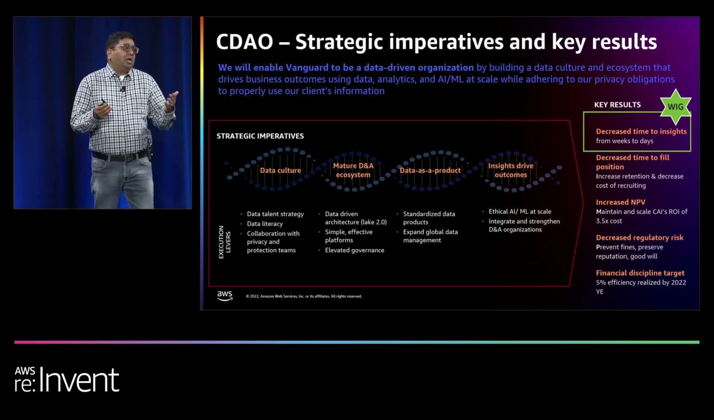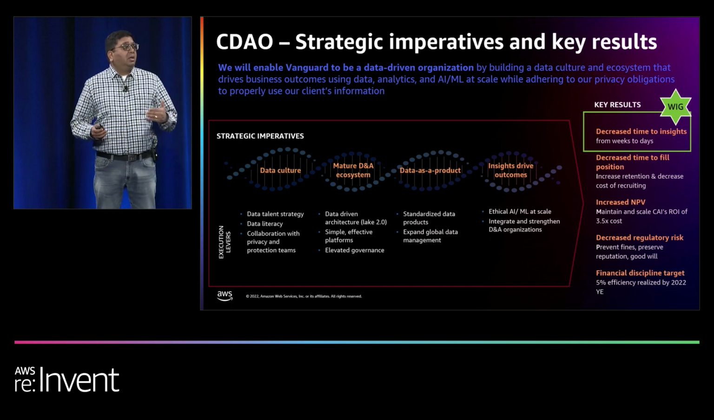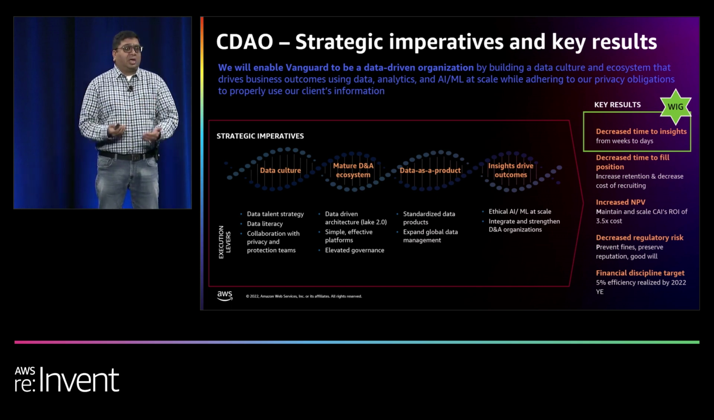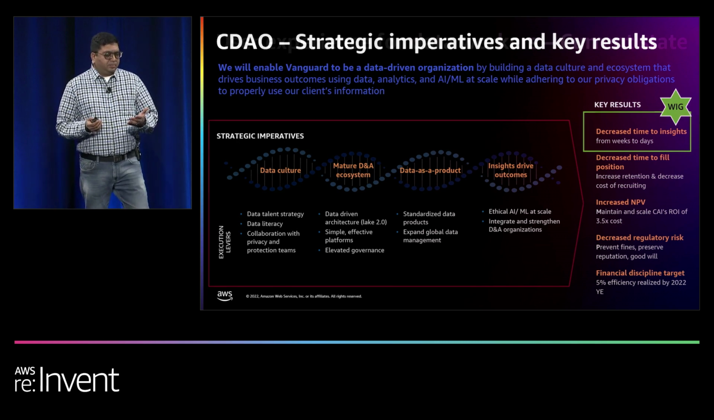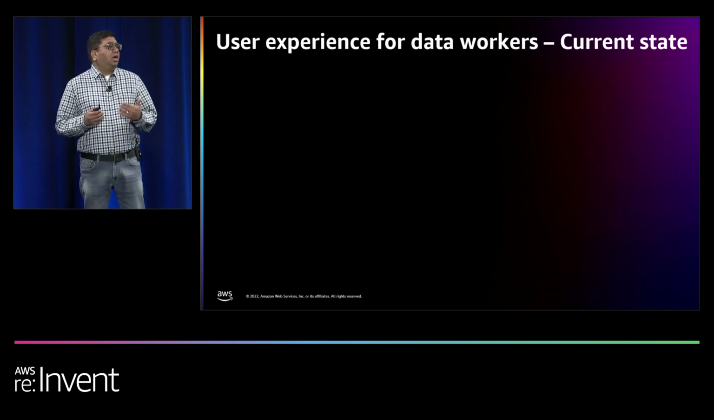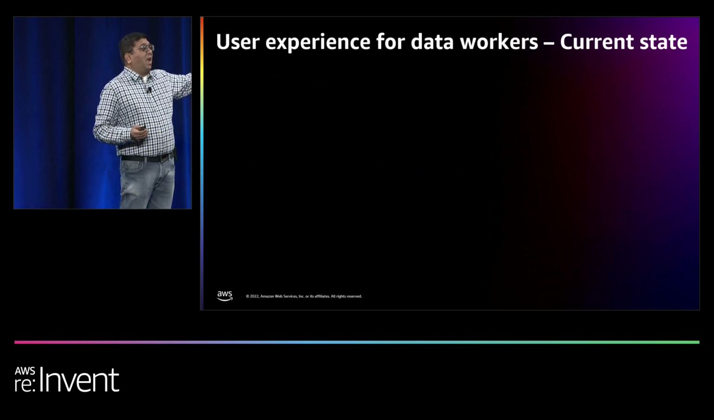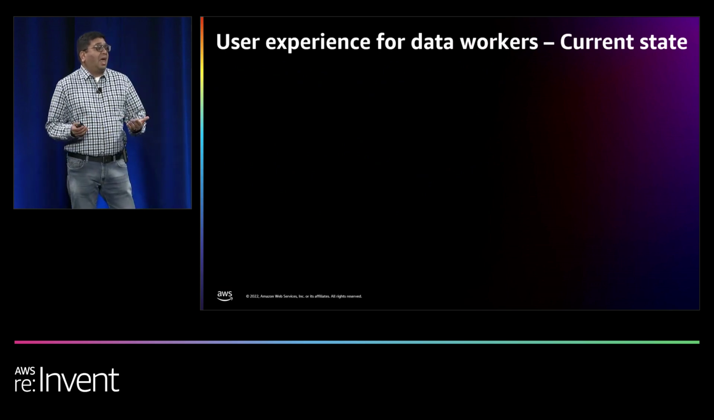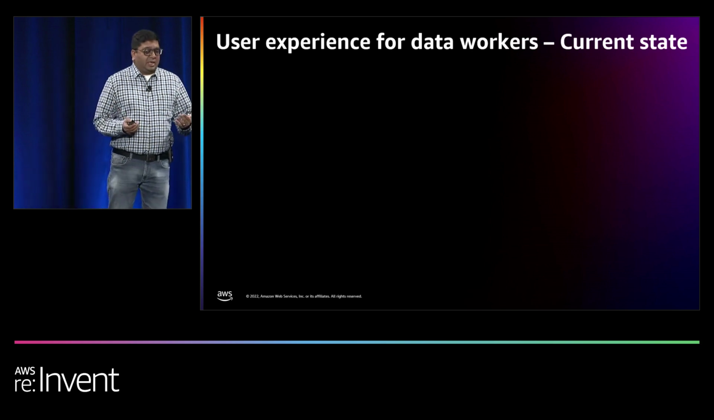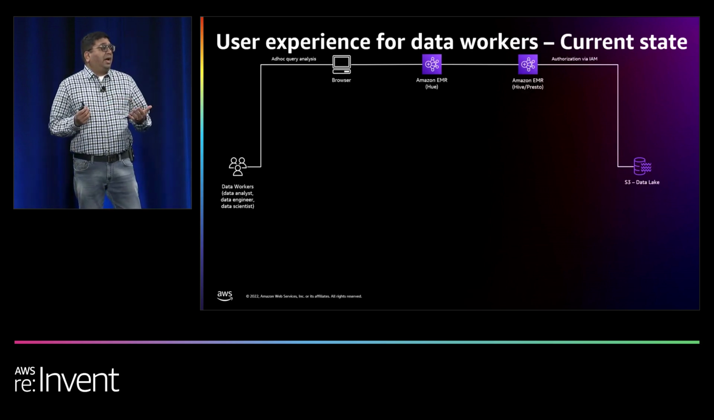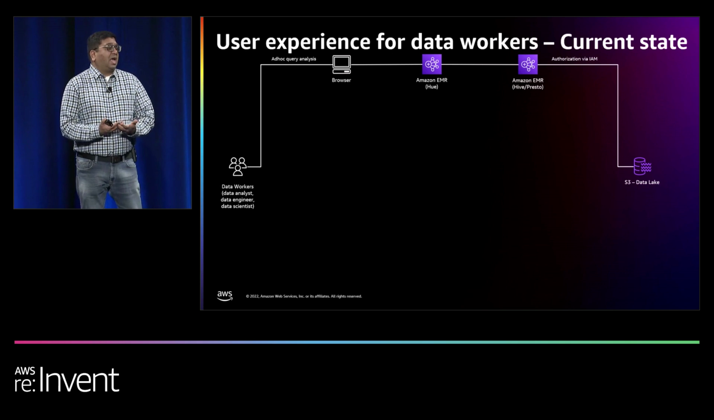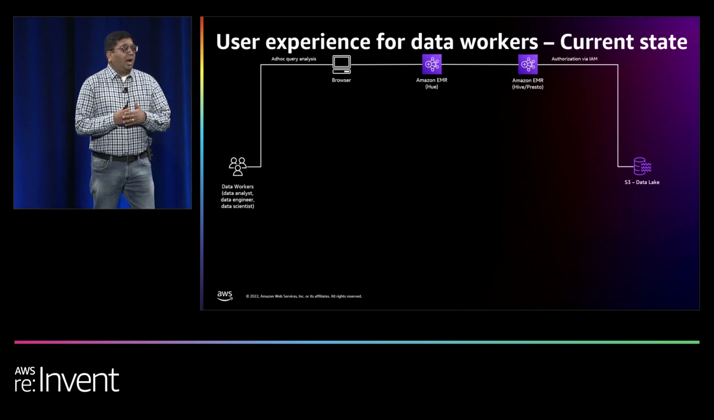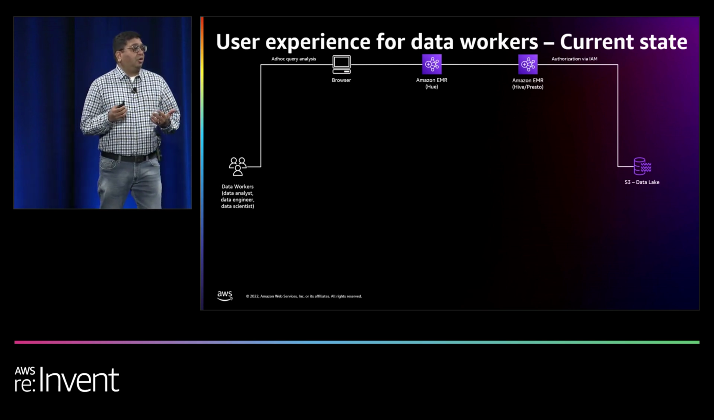Now that you have seen what the CDAO vision, strategic imperatives, and key results are, let's look at the current state. What does the current state look like at Vanguard? It's not a blank slate, right? We have been doing this in cloud since 2016. We have different types of data workers: analysts, engineers, machine learning scientists, et cetera. And I'm going to walk you through different scenarios.